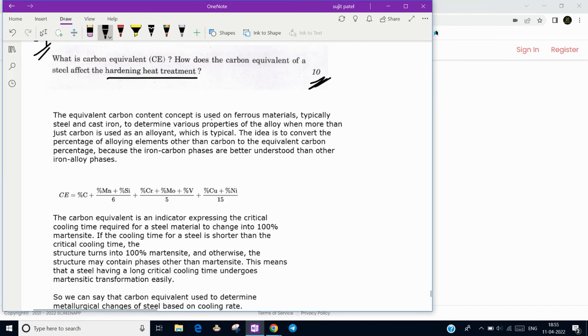Let me tell you, the equivalent carbon concept is used generally for steels or cast irons to determine the various properties of an alloy where more than just carbon is used as alloyant. The idea of carbon equivalent is to convert the percentage of alloying elements other than carbon into an equivalent carbon percentage. Let me explain this in a very neat and clean manner.